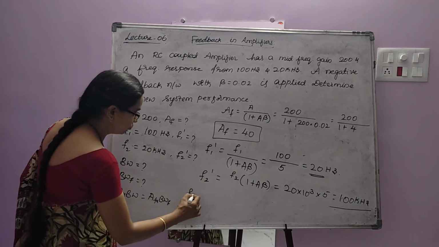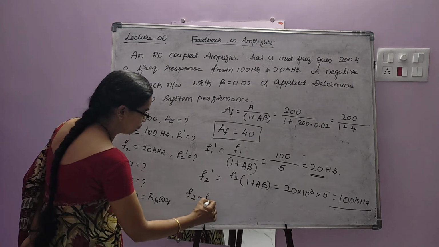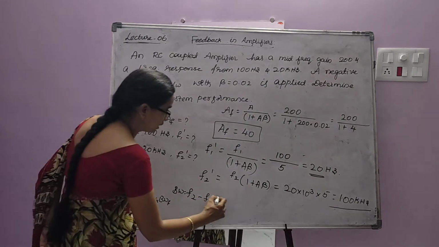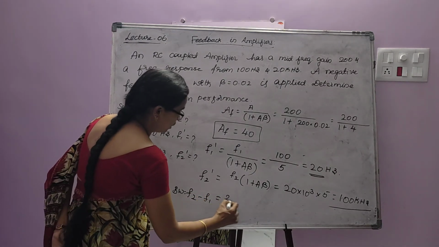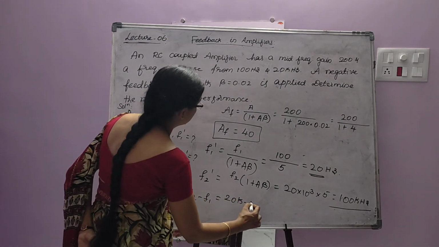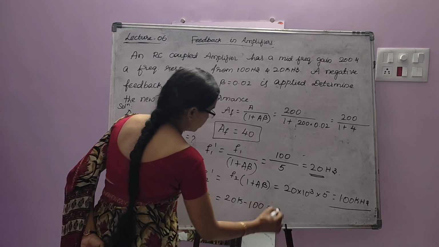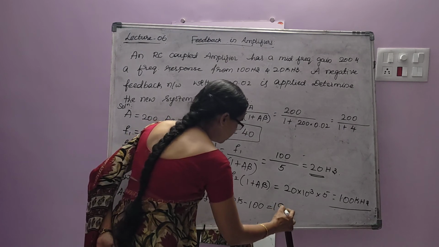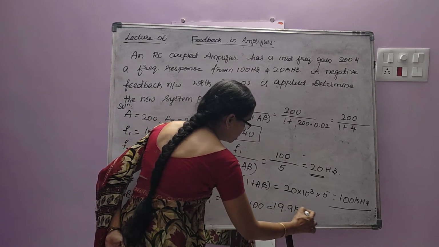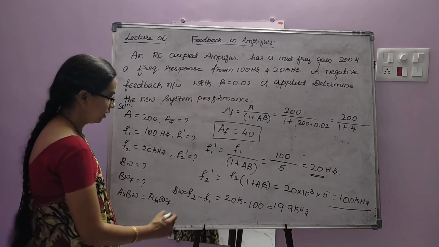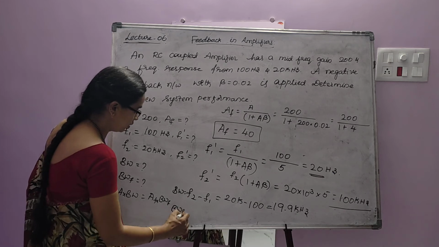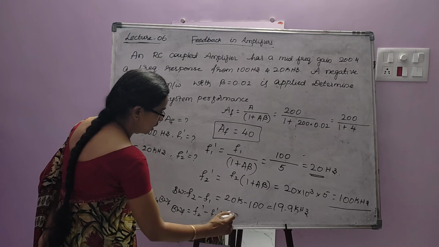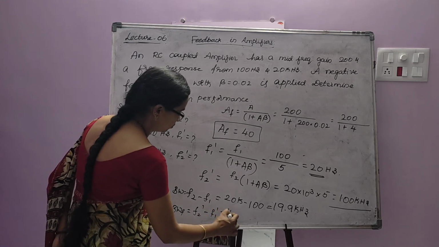Now F2 minus F1 is the bandwidth before feedback, that is 20 kilo minus 100 hertz. 20,000 minus 100 is 19,900, 19.9 kilohertz it will be. Bandwidth with feedback is equal to F2 dash minus F1 dash, that is 100 kilohertz.